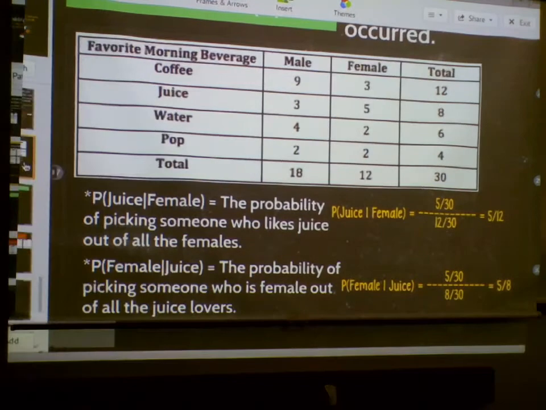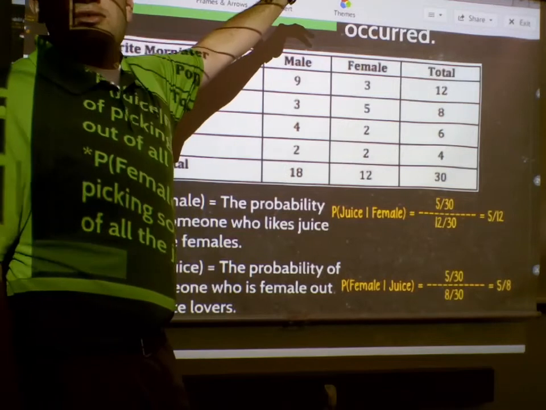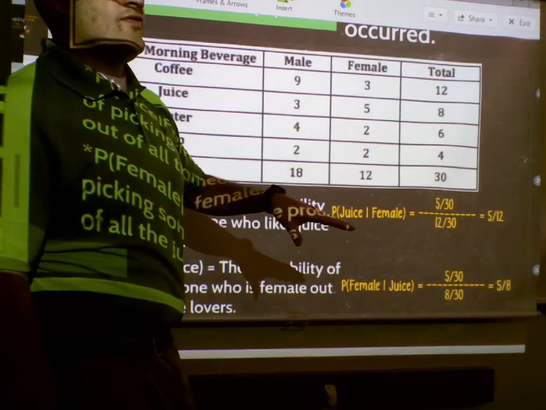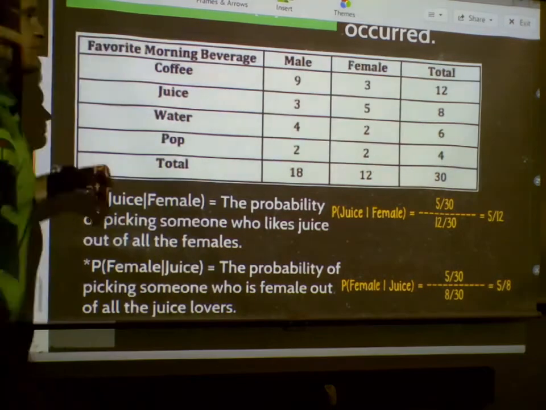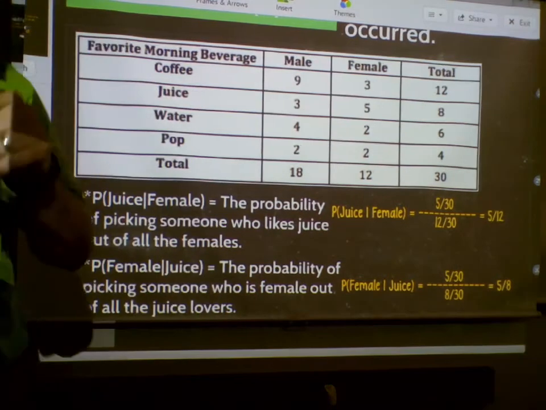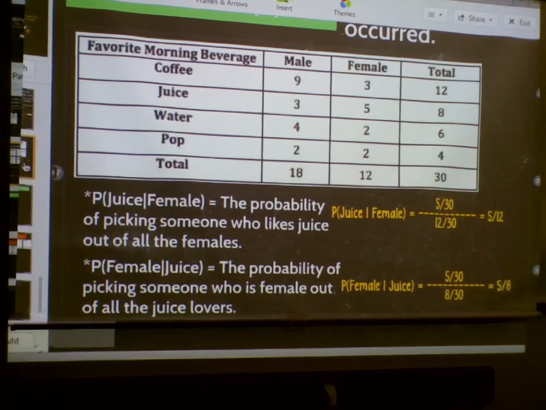Now the way we can do this with the equation, we have probability of juice and female divided by the probability of female. Remember, it's probability of A and B divided by the probability of B. Then you can go back and look at the equation.